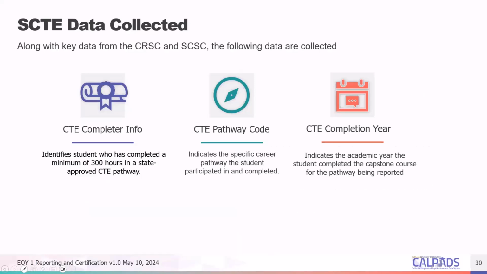The SCTE file provides us with the CTE completer information, identifying students who have completed a minimum of 300 hours in a state-approved CTE pathway. The SCTE file also indicates the pathway of completers as well as the completer's completion year. The SCTE is a relatively small file, but it does provide key data elements for the California School Dashboard, and it feeds into the post-secondary status submission.